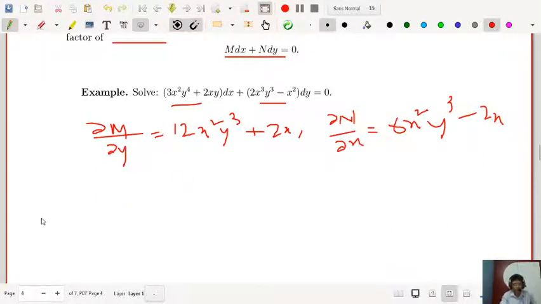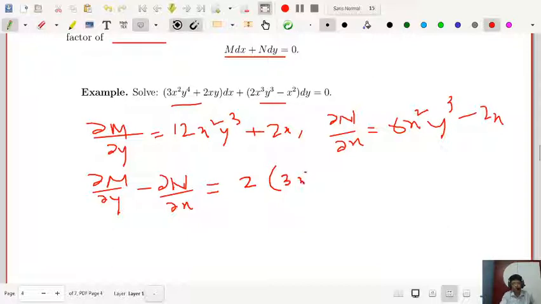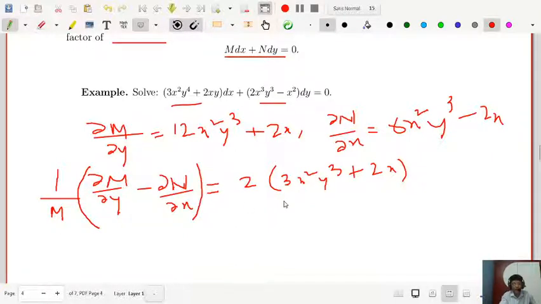Okay, so let us now subtract del m del y minus del n del x. What is that? You check. That is del m del y minus del n del x, equal to 2 into 3x square y cube plus 2x. You check that. That will be the result if you take 2 common. So that is similar to your m. Let's take multiplying 1 by m. Whether you can use it for n also.